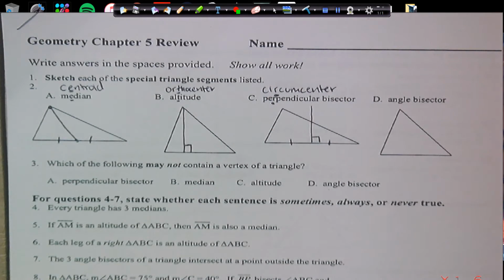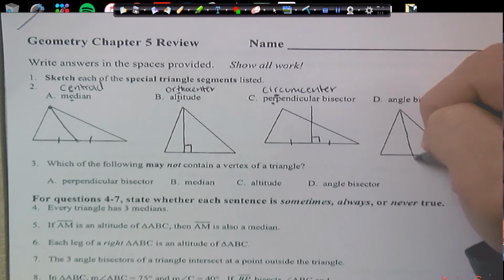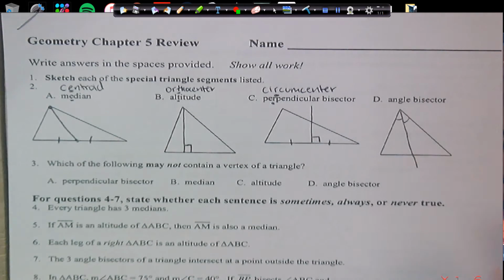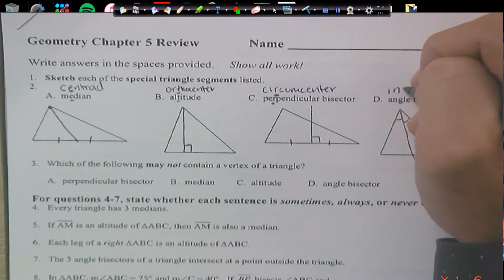Last but not least, we have an angle bisector. An angle bisector just cuts the angle in half. And an angle bisector meets at, oh, what's that last one? An incenter, that is correct.